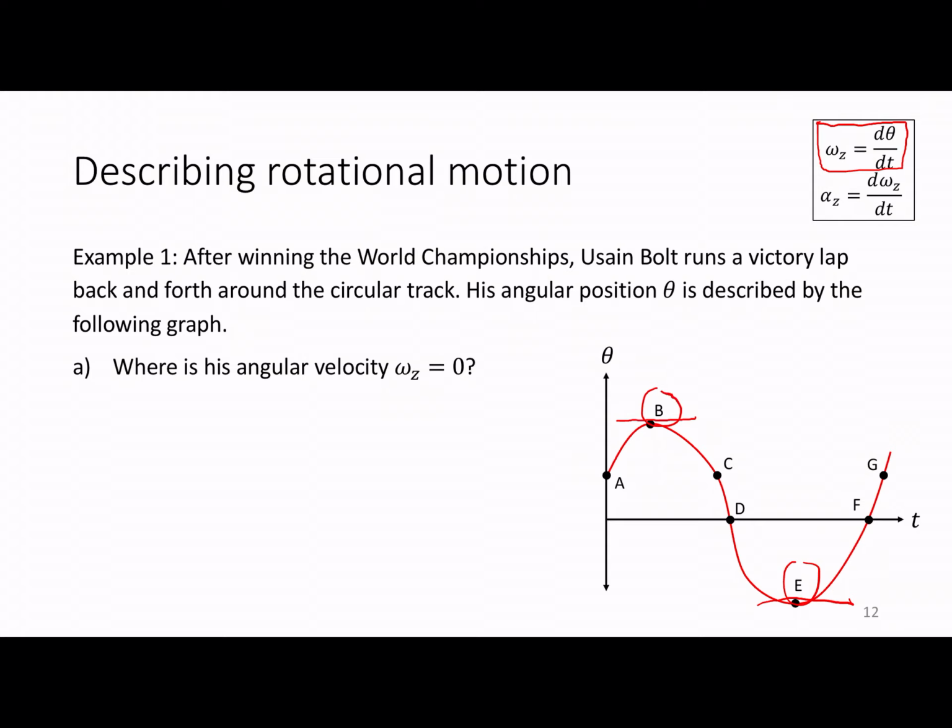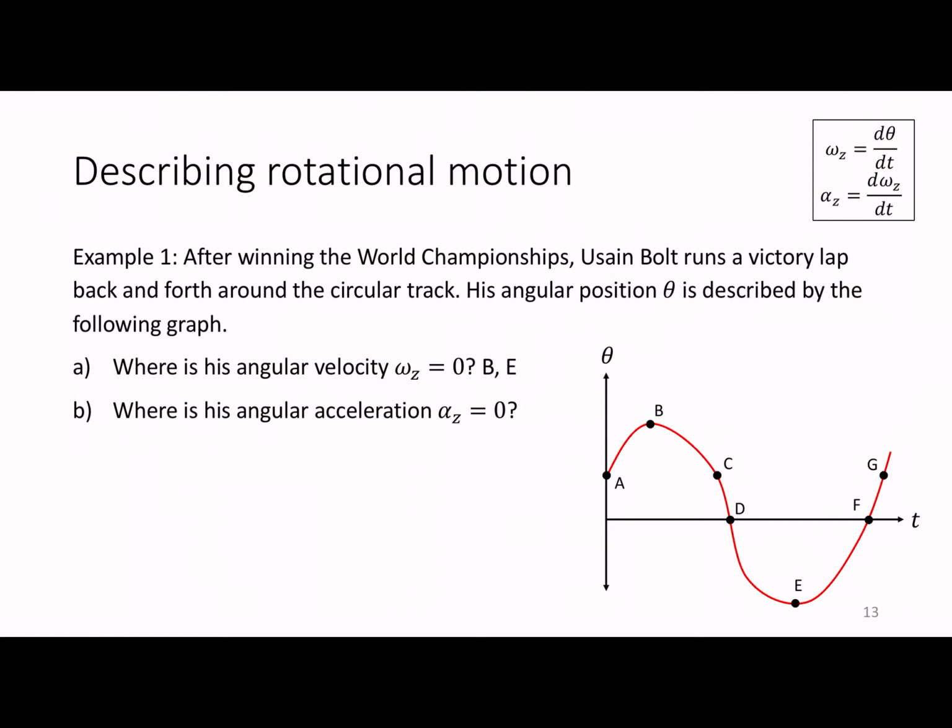All right, so now let's continue on to part B of example 1. Where is his angular acceleration alpha equal to 0? Again, take a quick second. Which of these points has alpha equals 0? All right, well, this one's a bit trickier and admittedly not as well drawn as the previous one, but let's see if we can do it anyways. We know that alpha is d omega dt and omega is d theta dt. So alpha is the second derivative of theta.